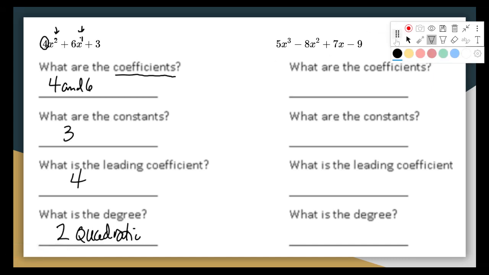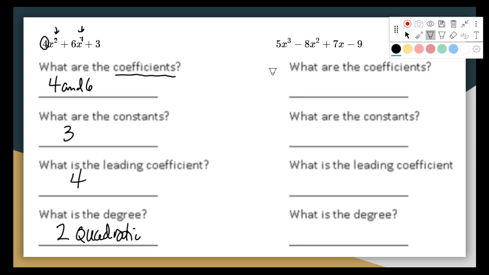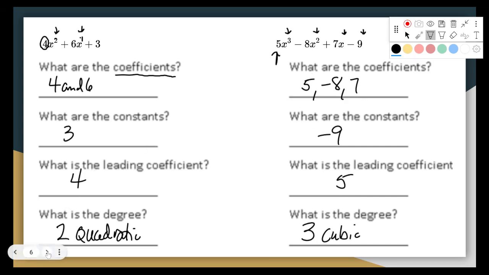Now, you folks should try this one over here on the right-hand side. Just pause it, and then you can skip to the end and make sure you got it right. So the coefficients are in front of the variables: 5, -8, and 7. The constants, the numbers by themselves, are -9. Got to carry the negative signs along. The leading coefficient, are they in order? 3, 2, 1, 0. Yeah, they're in order. So the leading coefficient is going to be 5. And then the degree, the largest variable exponent is 3, and we call that cubic. So there's a short couple of examples there.